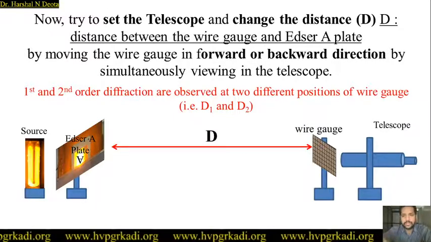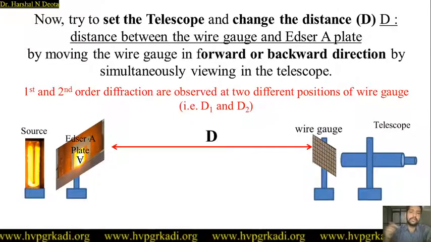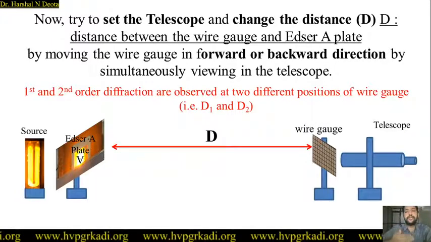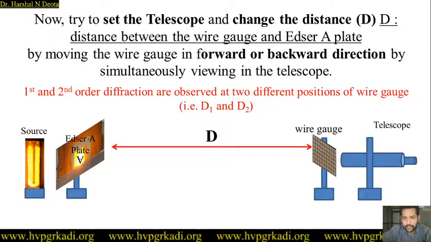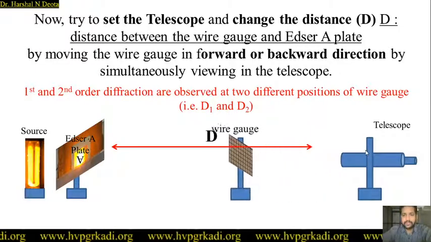The reason is, it is not like once you come and adjust the wire gauge and then you come to the telescope and again view it, right? So basically you need to adjust your wire gauge in the forward direction or backward direction, and it would be something like this.